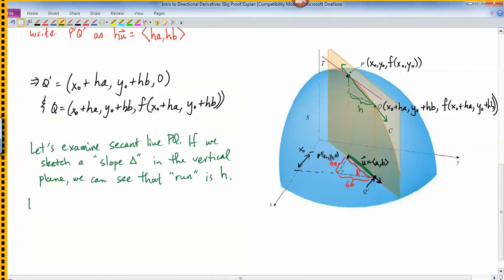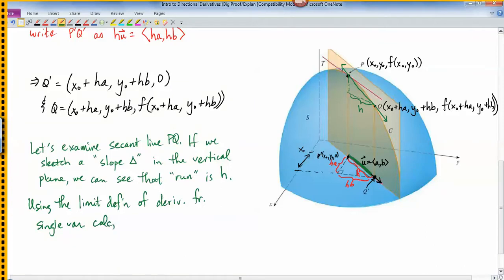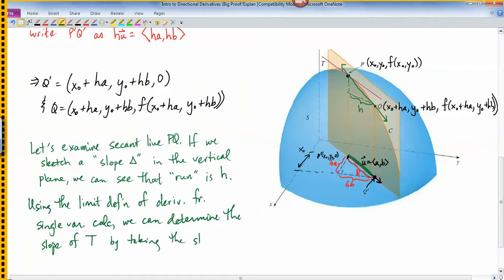And then using the limit definition of derivative from single variable calculus, we can determine the slope of tangent line t by taking the slope of the secant PQ and letting h go to 0. So let h approach 0.